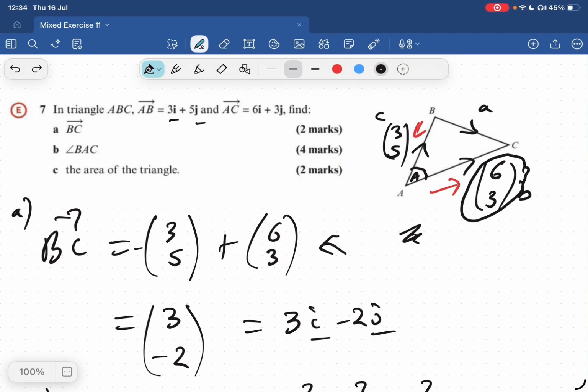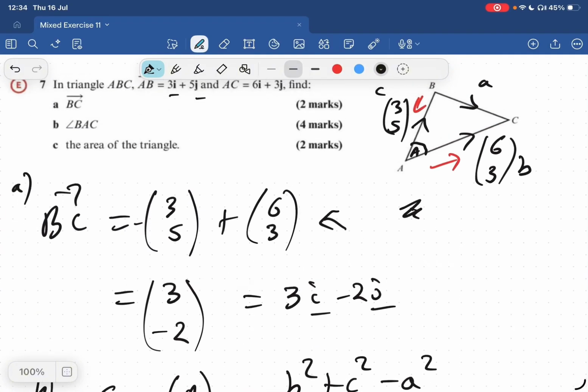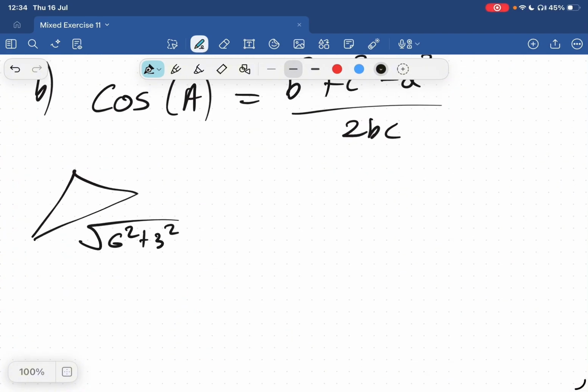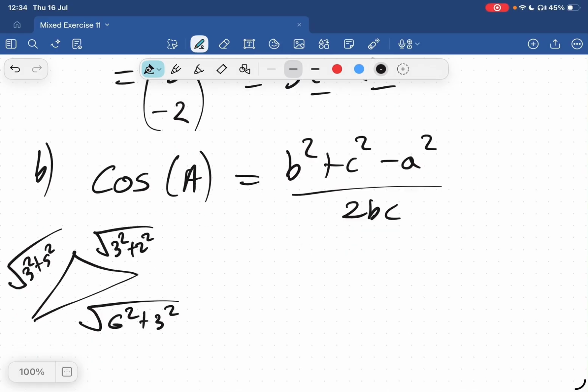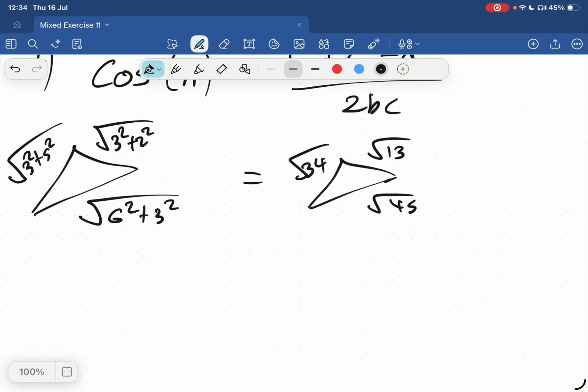Now we've got vectors for these, A to C and B to A, but we don't have their magnitudes, so we need to figure out the magnitude of all these sides. I'm going to draw a little new triangle for that. We've got the square root of 6 squared plus 3 squared, the square root of 3 squared plus 5 squared, and the square root of 3 squared plus 2 squared. So this length will be 9 plus 4, square root 13. This will be 36 plus 9, which is 45. This will be 9 plus 25, which is 34. Okay, so we've got the magnitudes of all our side lengths.